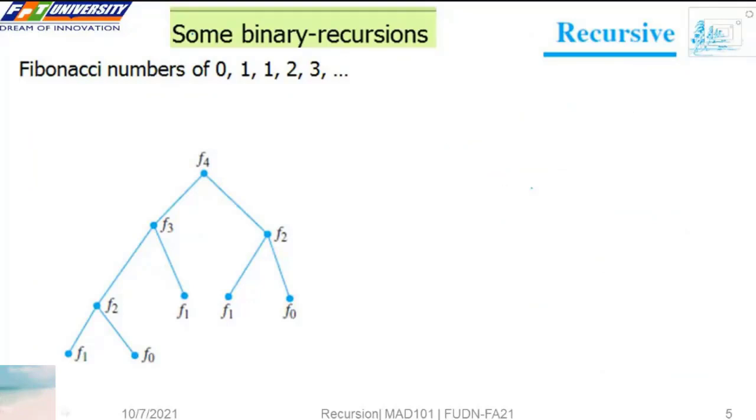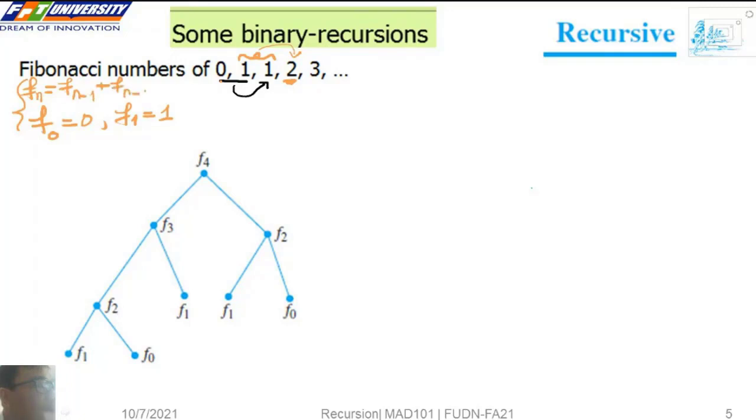But we consider here some binary recursion. For example, here we have a Fibonacci number. The term is the sum of 2 previous terms. F0 is 0, F1 is 1. In the recursive step, Fn is the sum of Fn minus 1 plus Fn minus 2, for the case n greater than 1. This is the basis step.